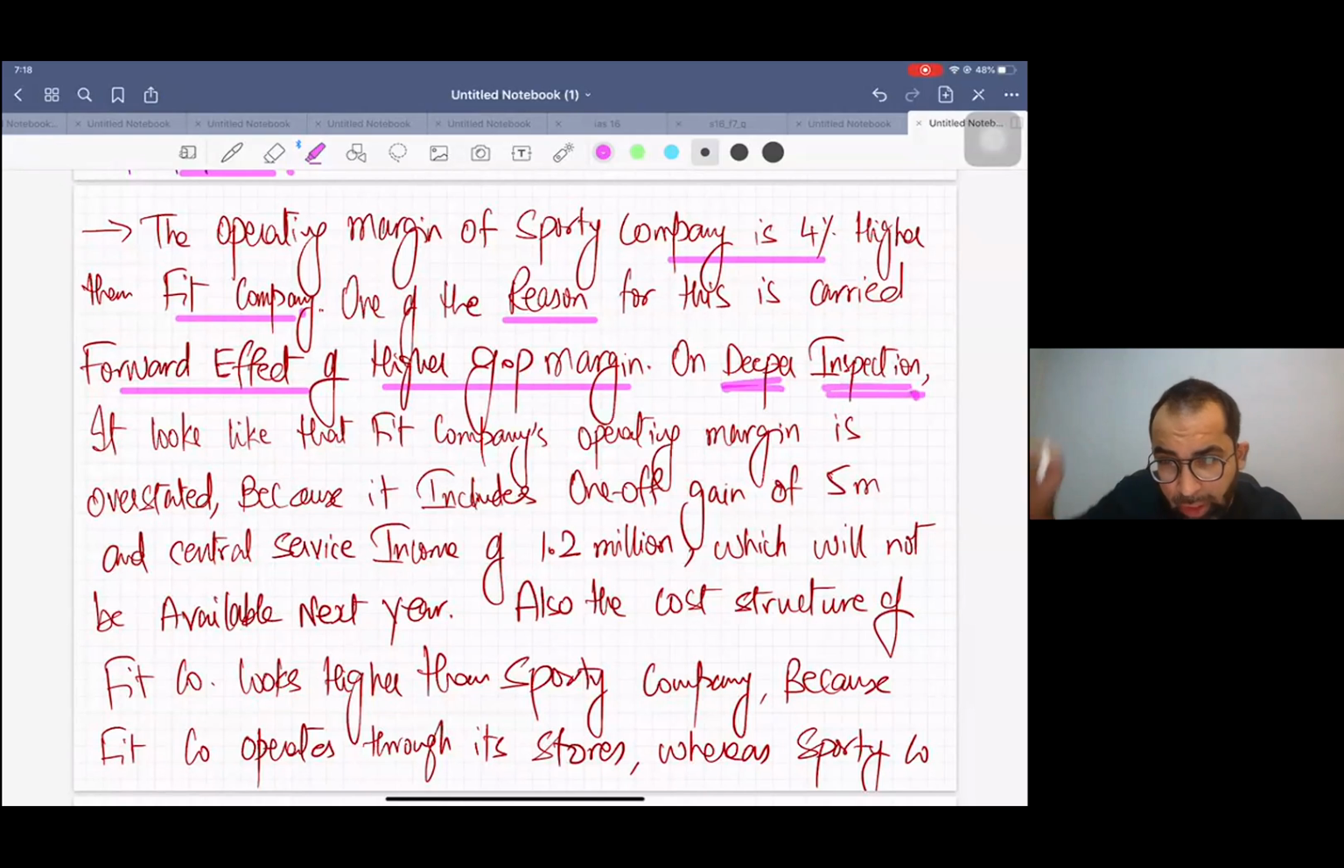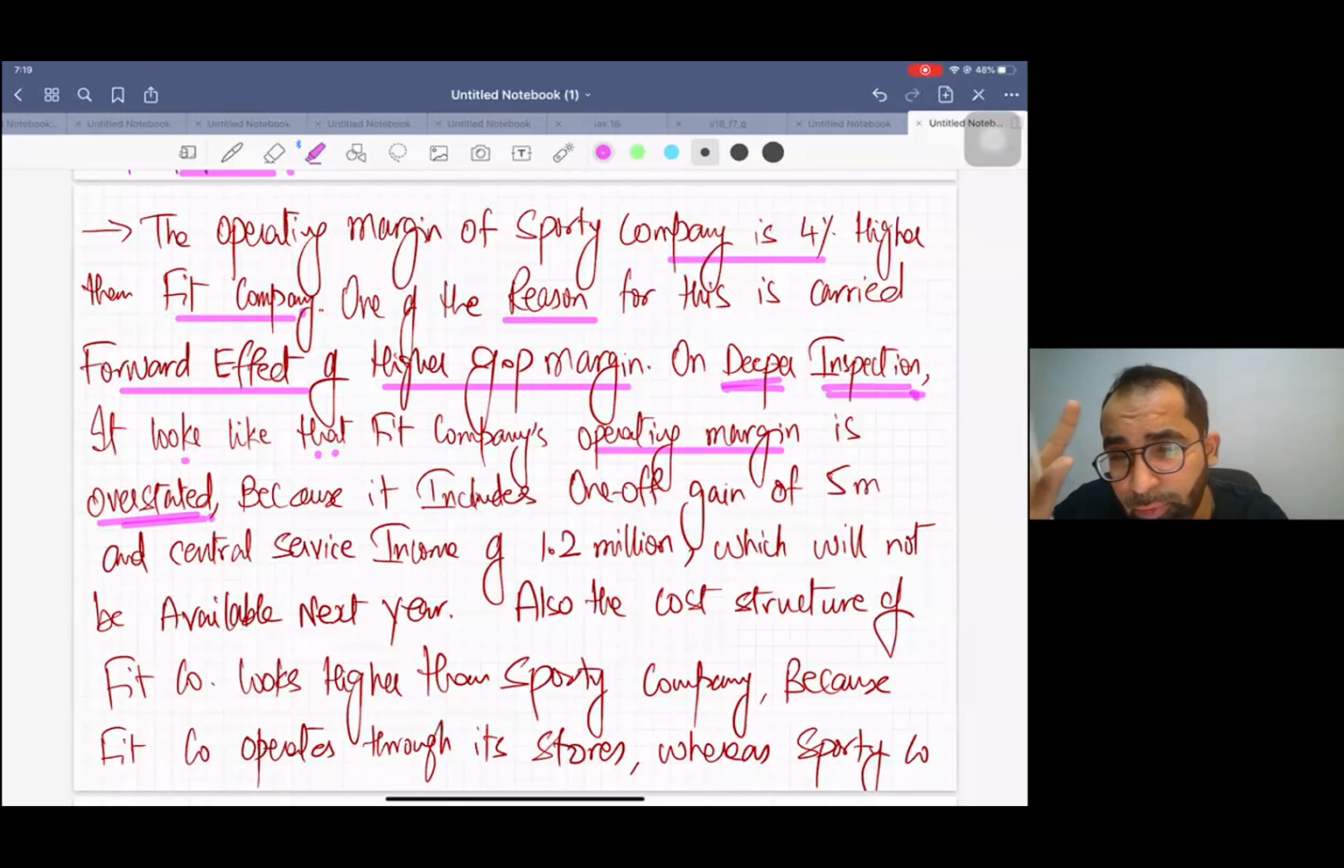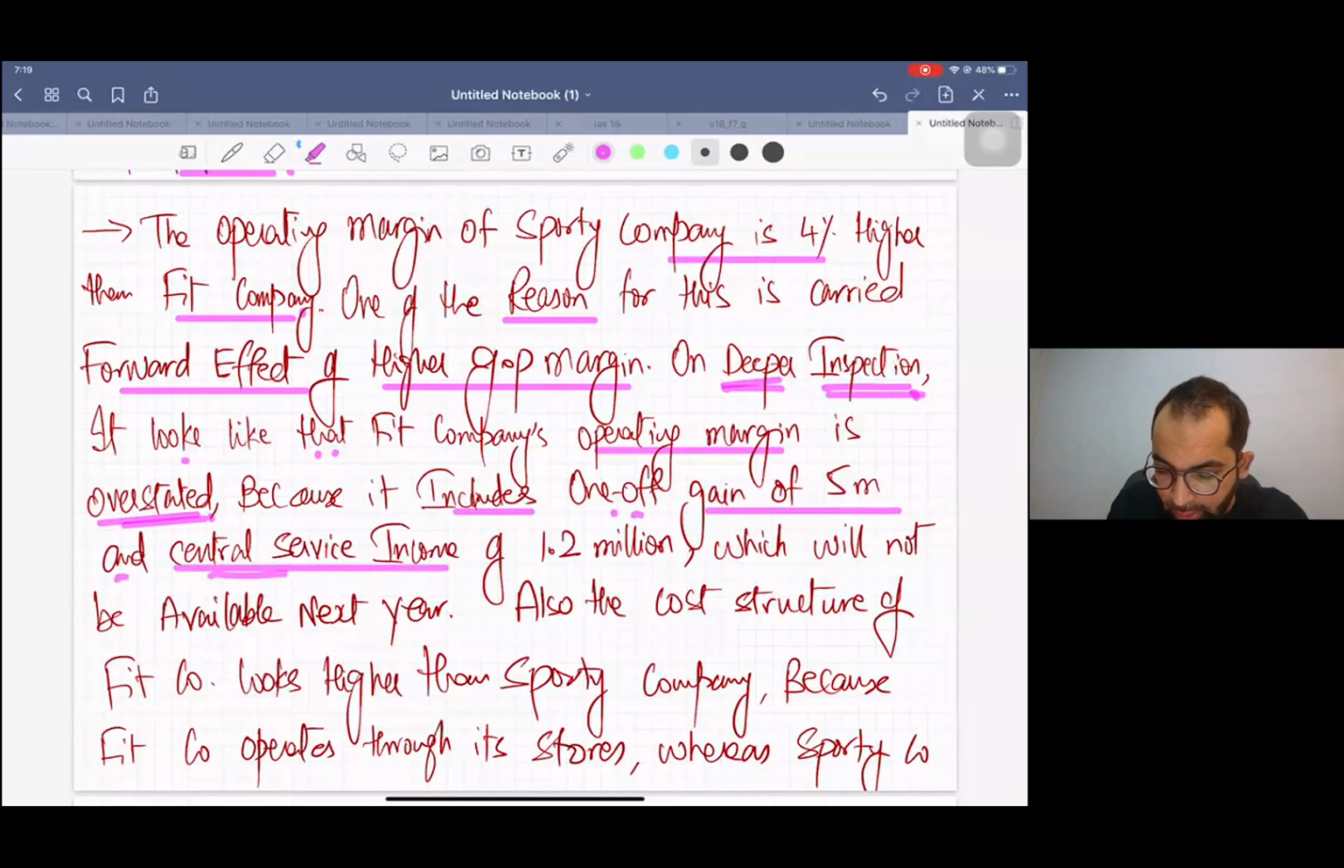Then on deeper inspection, by digging down, it looks like fit company's operating margin is overstated. I told you it's artificial. Fit company's operating profit included a few one-off things, which will no more be part of fit company from next year, because it includes one-off gain on disposal of 5 million and central service income of 1.2 million. You remember 100,000 multiplied by 12, which will not be available next year.